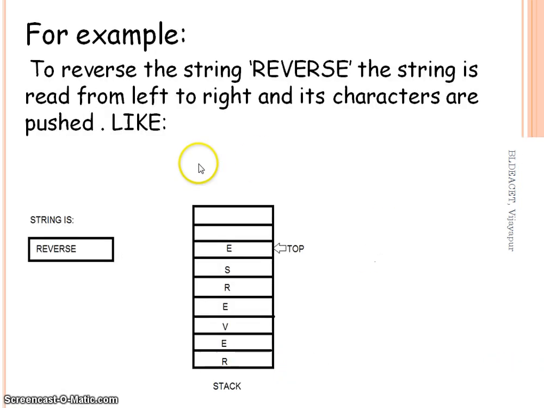For example, here I have a string called reverse, R-E-V-E-R-S-E. I will push the characters one by one onto the stack. Then I will apply the pop operation. Then you will get the elements as first E, then S, then R, then E, then V, then E, then R. You will get the reverse of the string.